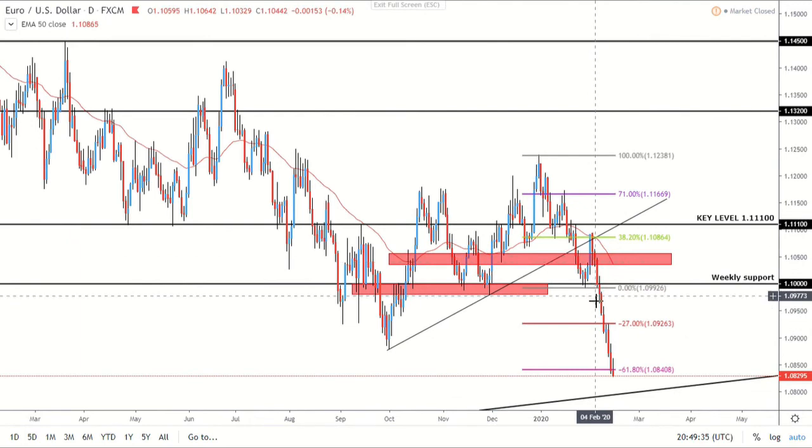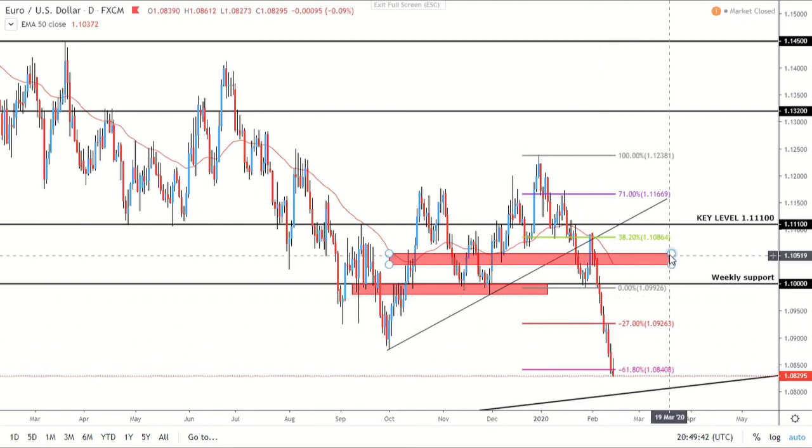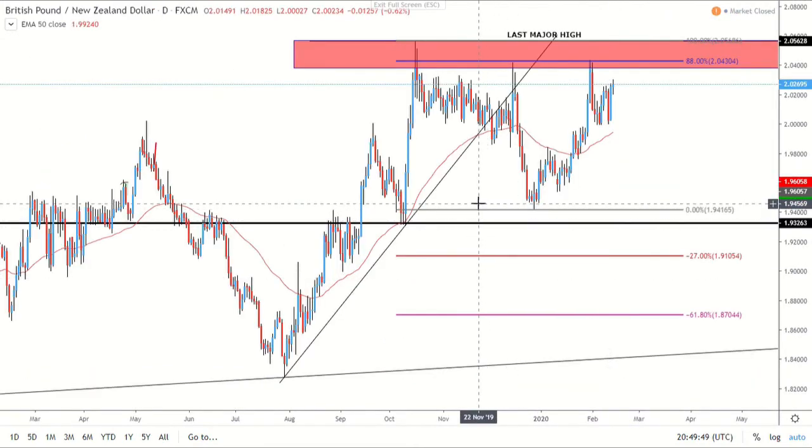We can see how impulsive this has been, so it's due a correction, and obviously we've been at the minus 61.8. There is a lot of potential for this to correct. It's just a matter of how much it corrects, or does it reverse completely. But next we'll move on to the pound New Zealand dollar.